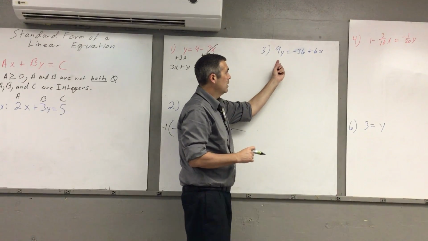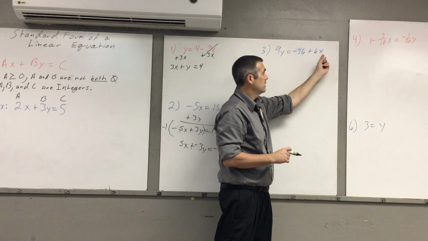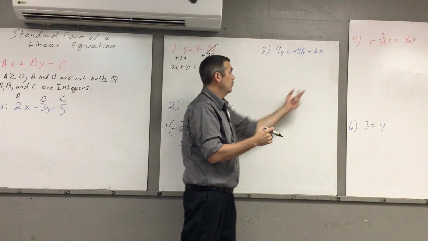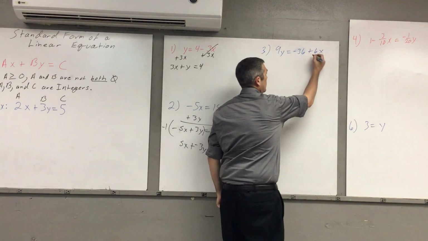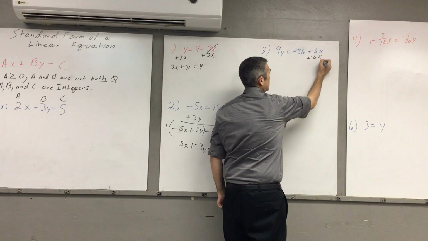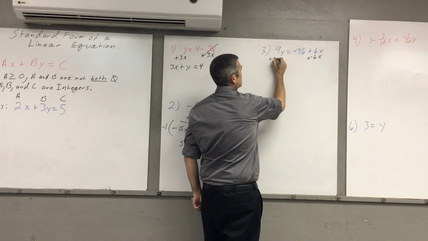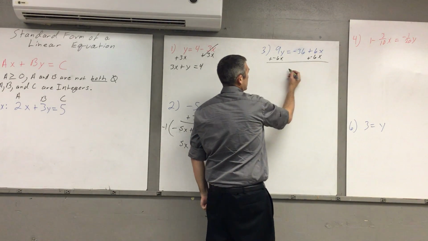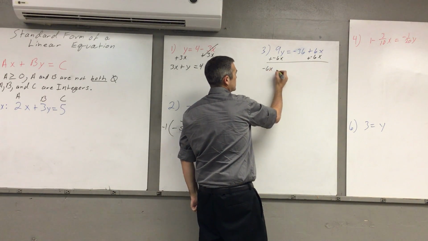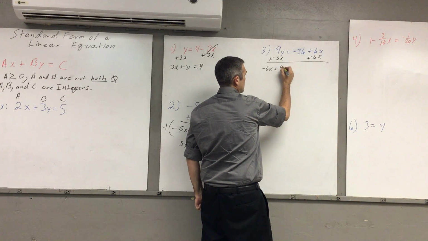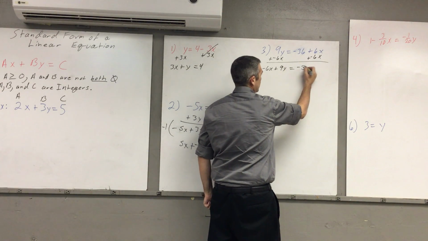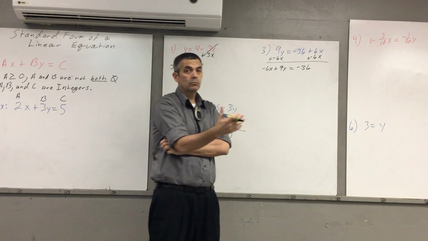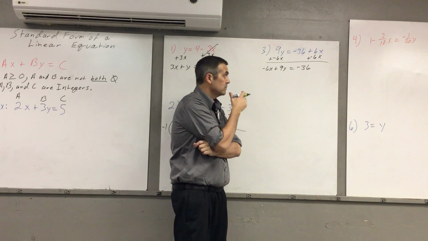All right, so 9y equals negative 3x plus 6x. Same situation, move the 6x over here. So add the inverse, plus negative 6x. That gets us negative 6x plus 9y equals negative 36.